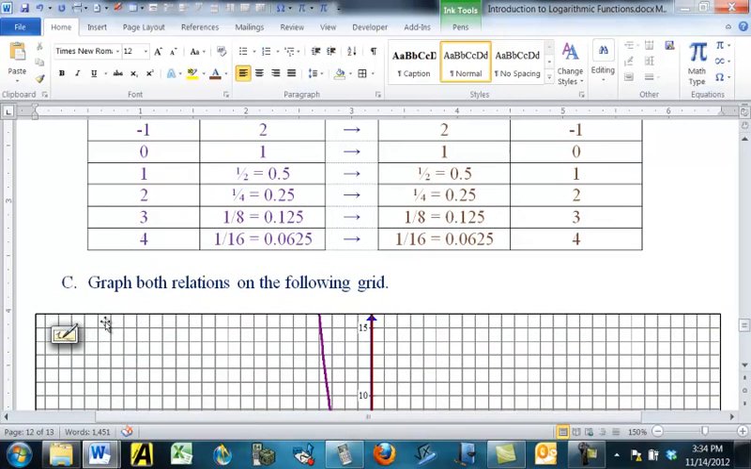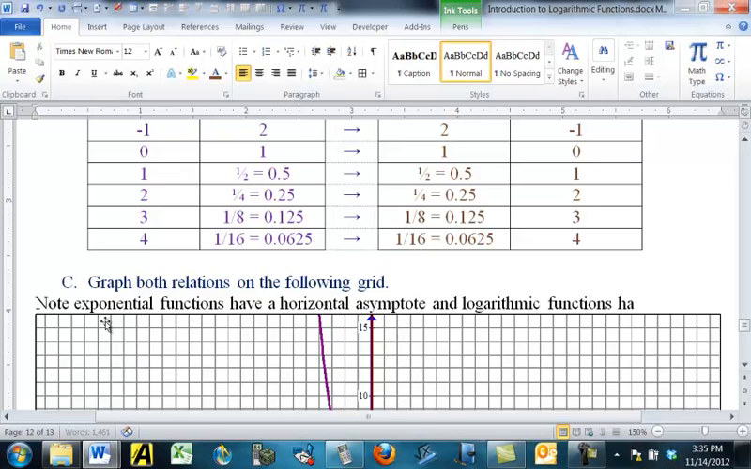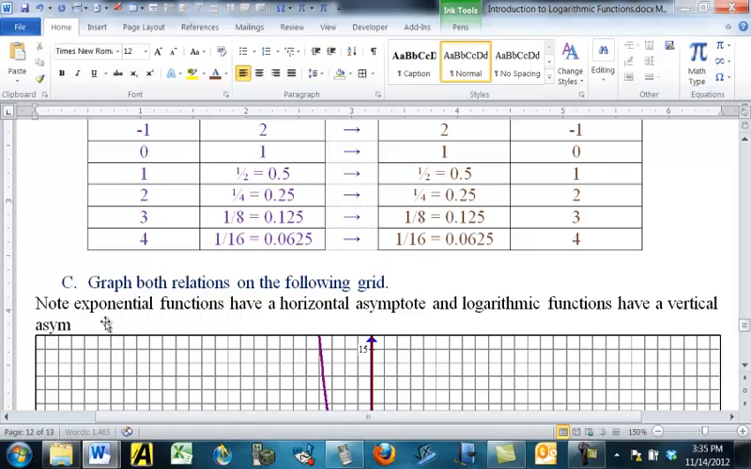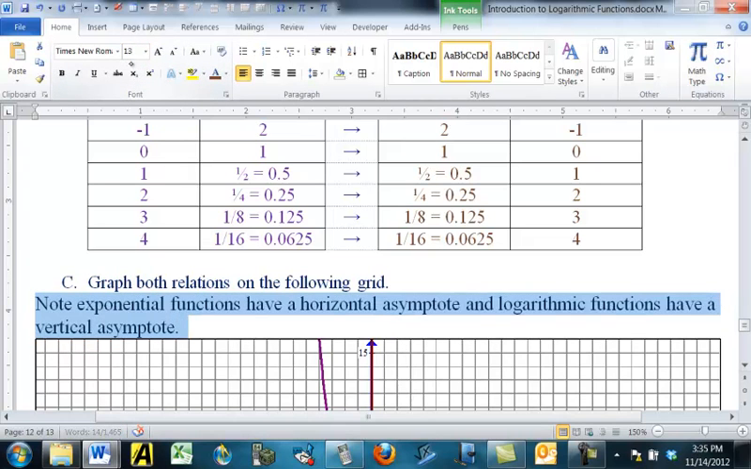Let me make a note right here. Note, exponential functions have a horizontal asymptote, and logarithmic functions have a vertical asymptote. Let me make that a little bit bigger and bold.